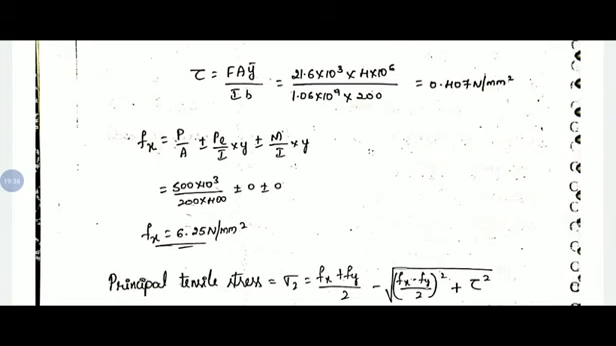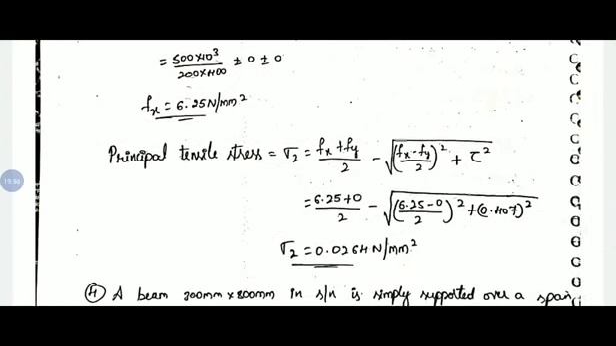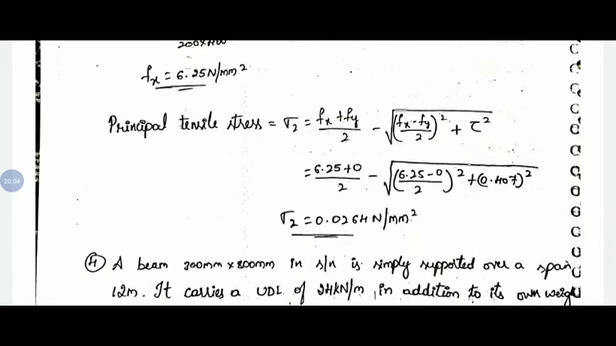So first we need to find out Fx. So here eccentricity at support is 0. So PE by I into Y will be 0. M by I into Y at support, the moment with respect to loads, dead load and live load, is also 0. So we will remain with only P by A. So Fx is 6.25 Newton per mm square. Then principal tensile stress sigma 2. On substituting we will get 0.0264 Newton per mm square.